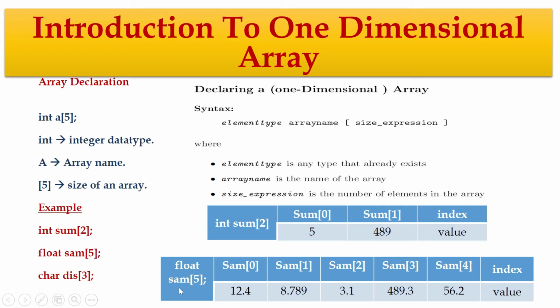So how does it store the values? Array index always starts with 0, sum of 0 is a value, sum of 1 is a value, sum of 2 is a value, sum of 3 is a value, and sum of 4 is a value. So sum of 0, 1, 2, 3, 4 are called the index. 0 to 4 is 5 elements. This is how we store the values in a one dimension array.